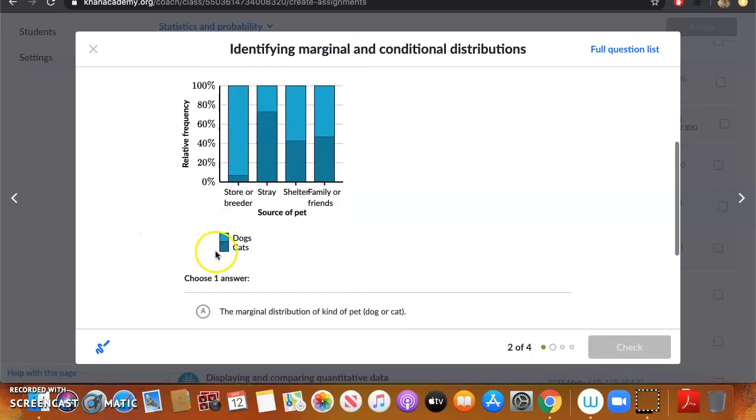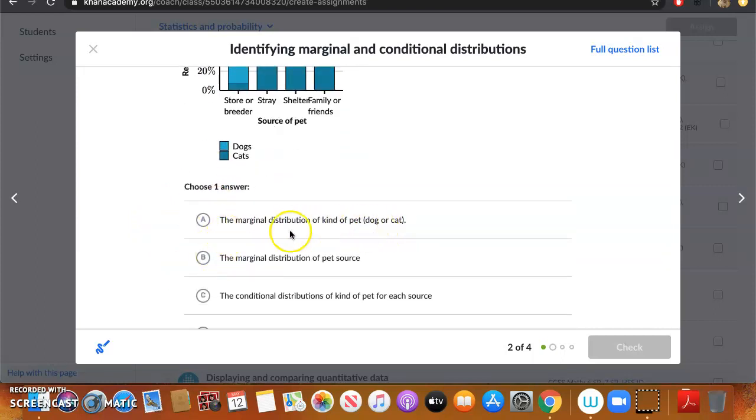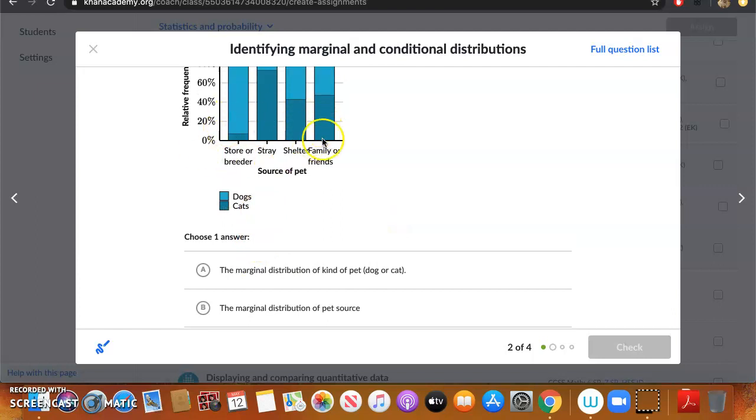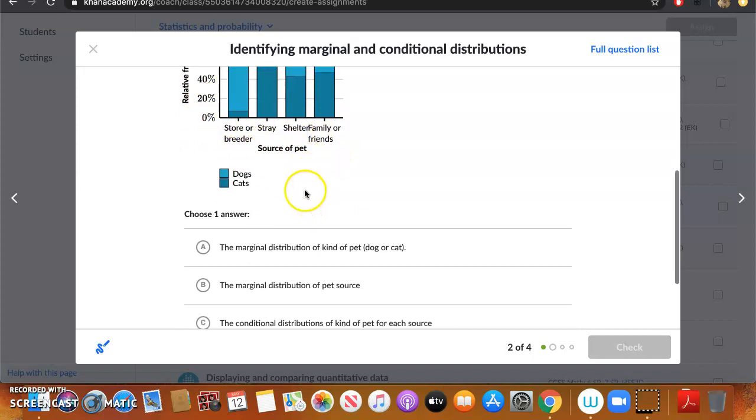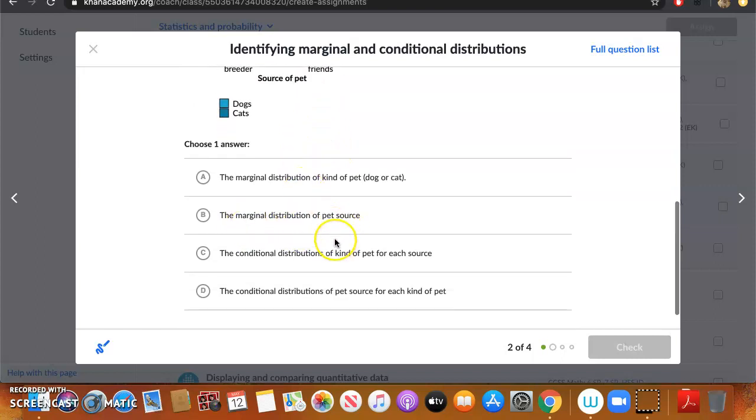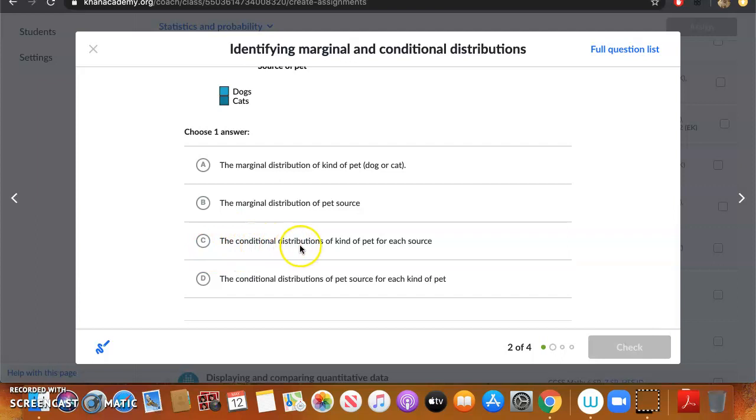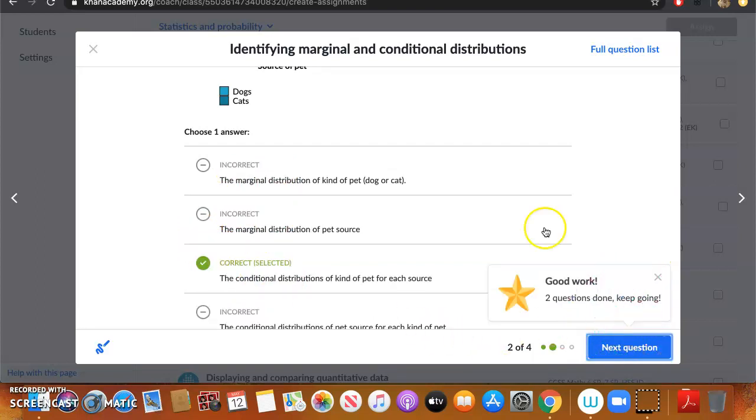Let's take a look at our choices. It's not marginal because these deal with two variables, the source and the relative frequencies for each source. So it doesn't look like it's marginal, definitely conditional. Conditional distributions of kind of pet for each source looks pretty good, right? And D is the conditional distribution of pet source for each kind of pet. I don't think that's it. This is the opposite of what we have in this table. So it looks like C is the answer, and that is correct.